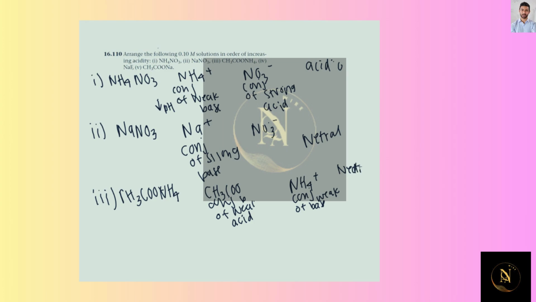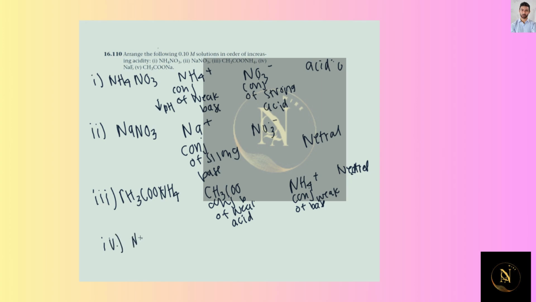Also, since they are very weak, their Kas and their Kbs are close to each other, so they're very easy to neutralize with each other.